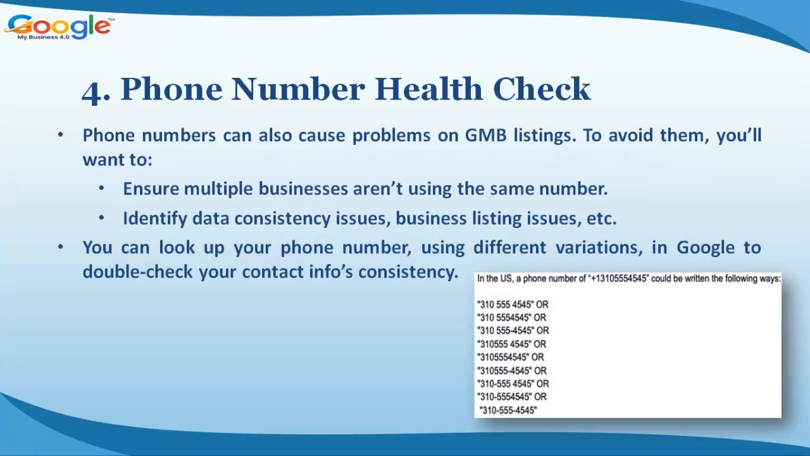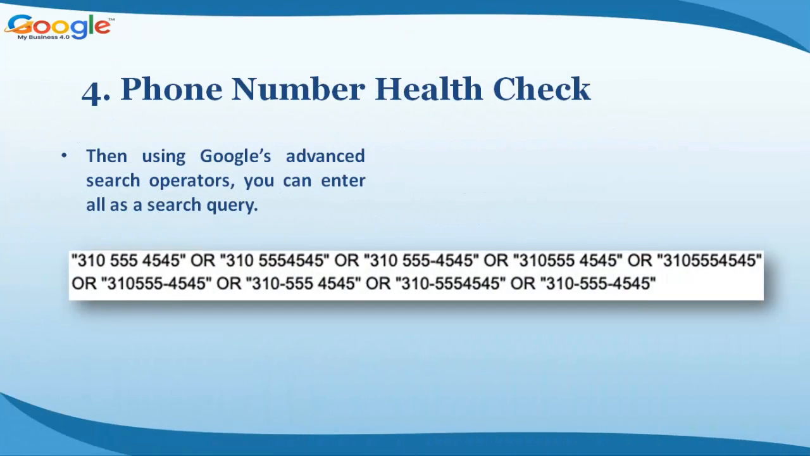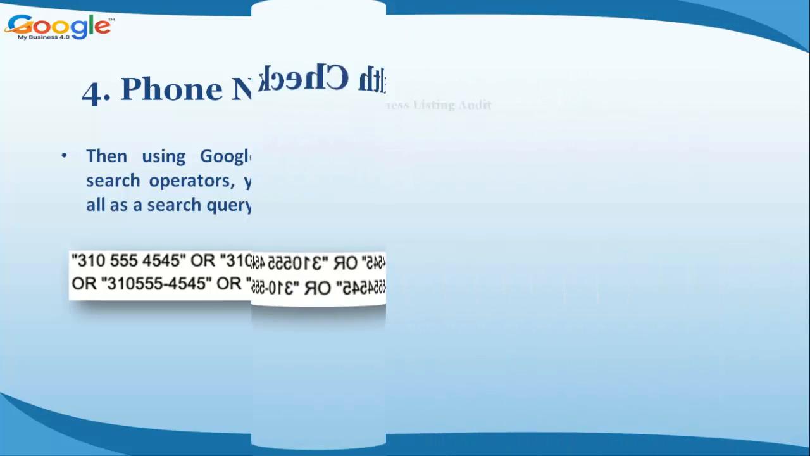4. Phone number health check. Phone numbers can also cause problems on GMB listings. To avoid them, you'll want to ensure multiple businesses aren't using the same number. Identify data consistency issues, business listing issues, etc. You can look up your phone number using different variations in Google to double-check your contact info's consistency. Then using Google's advanced search operators, you can enter "all" as a search query.